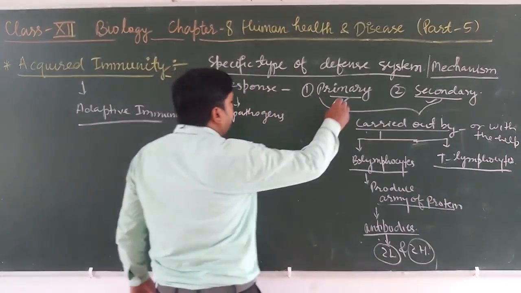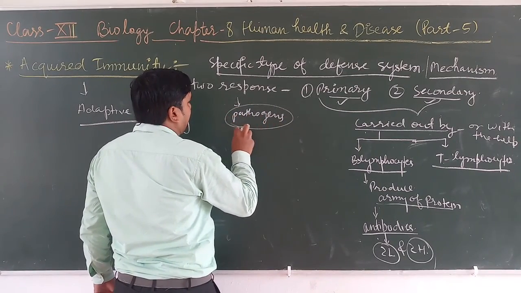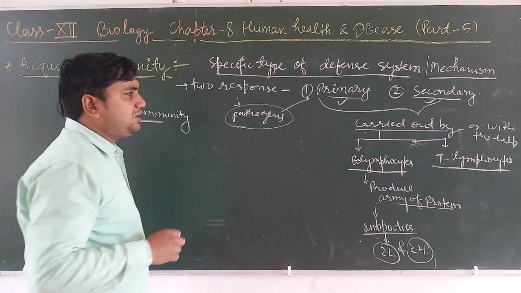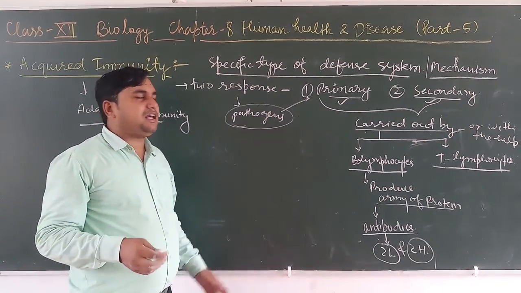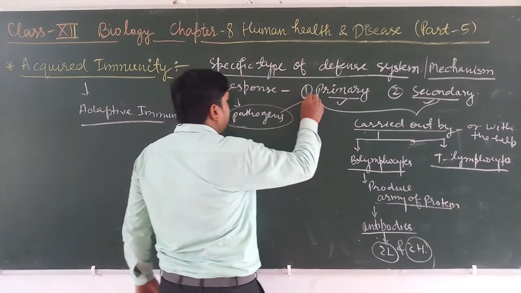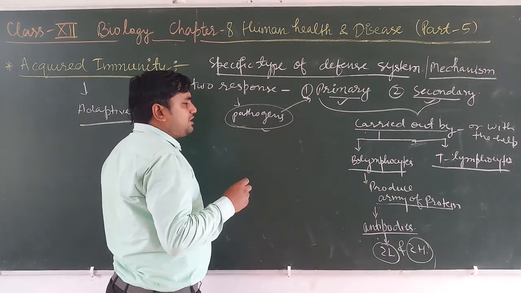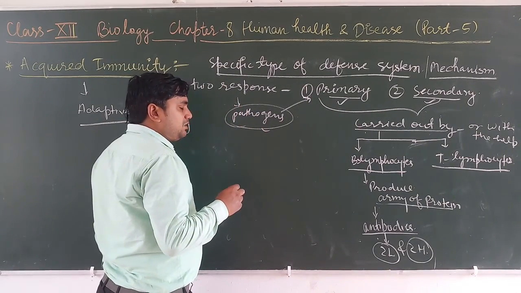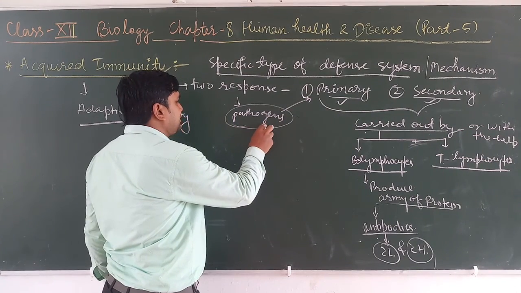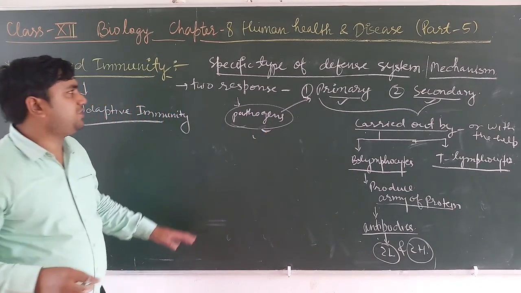And what is primary and secondary? When any pathogen first attacks the body of any organism, the response against the pathogen is called the primary response. And the secondary response is when the same pathogen attacks the body of the organism again, and it is responded to by the secondary response.